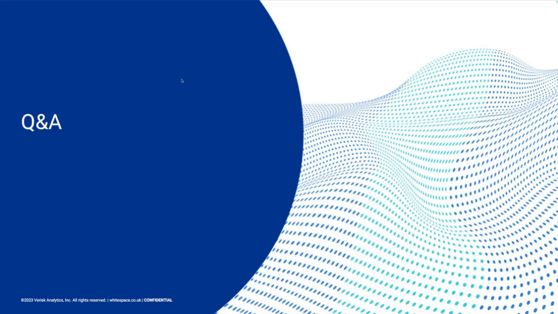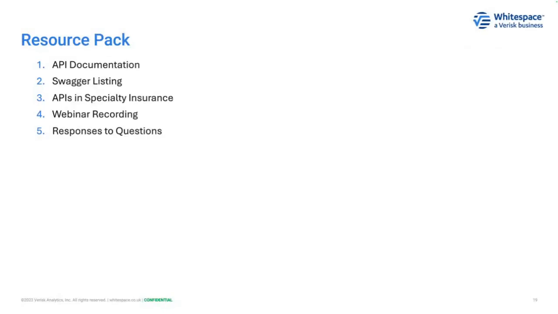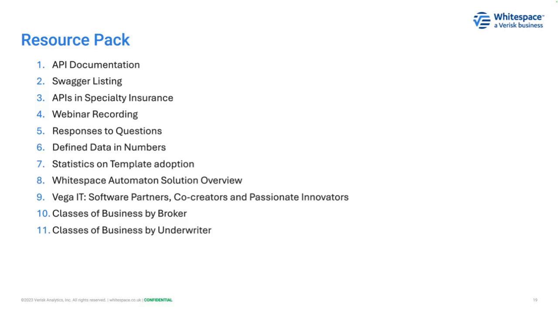Okay, so I just wanted to very quickly talk about the Resource Pack. We will be sending out to all the third parties and customers API documentation, a Swagger listing, an article on APIs in specialty insurance, and obviously the recording and the responses to questions. Customers will also receive a nice one-pager on the benefits of defined data and numbers, and some statistics on template adoption, which is the key thing for defined data. And then the Whitespace automation solution overview, which I mentioned to you previously, and the Vega pack on what they do and how they might be able to help you and your businesses.